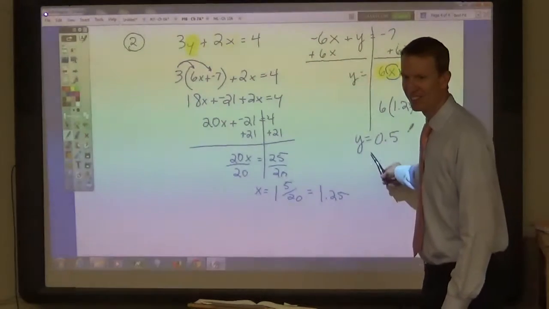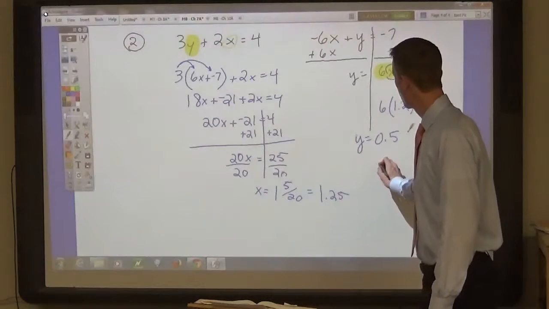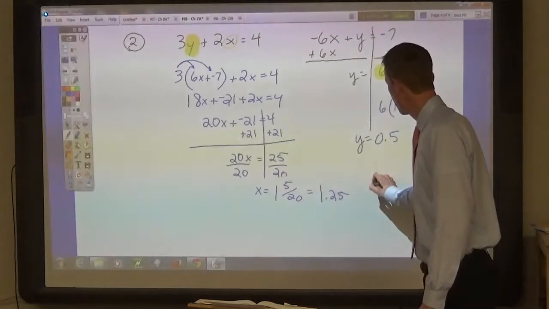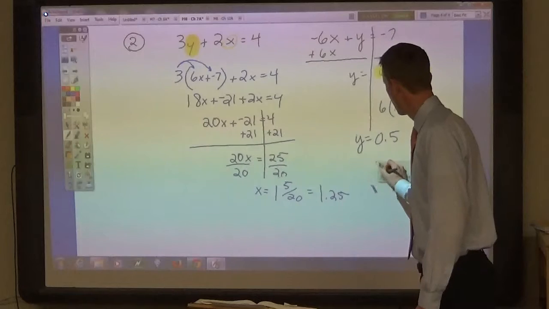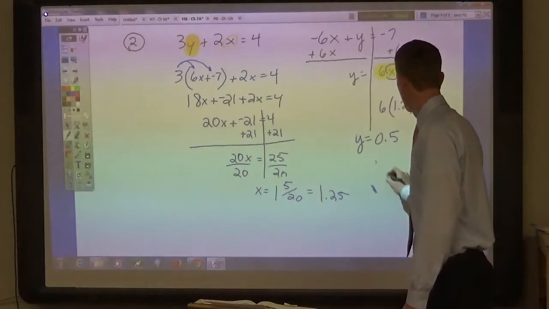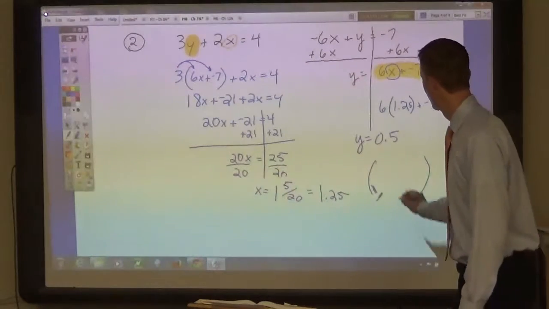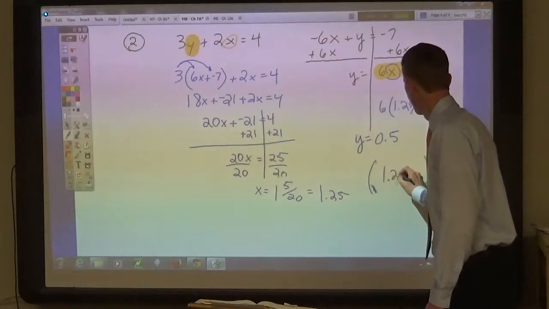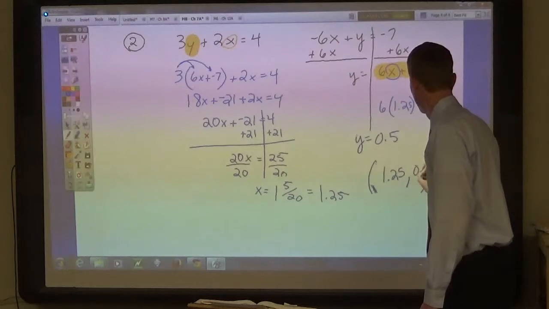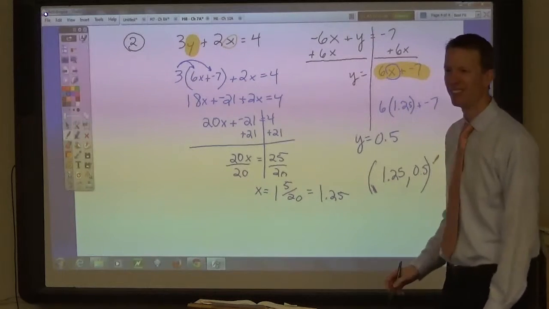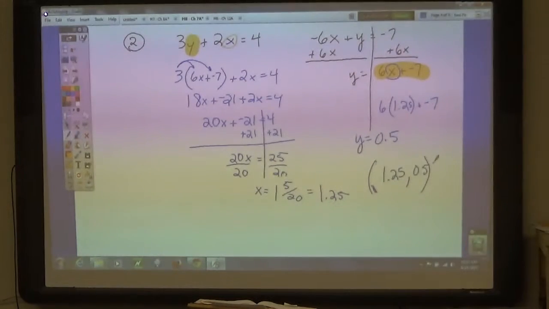So what's our solution? What do you have to write for your solution, your actual answer? You can't leave it this way. Okay, 1.25 comma 0.5. Correct. All right, there's the substitution method for you.